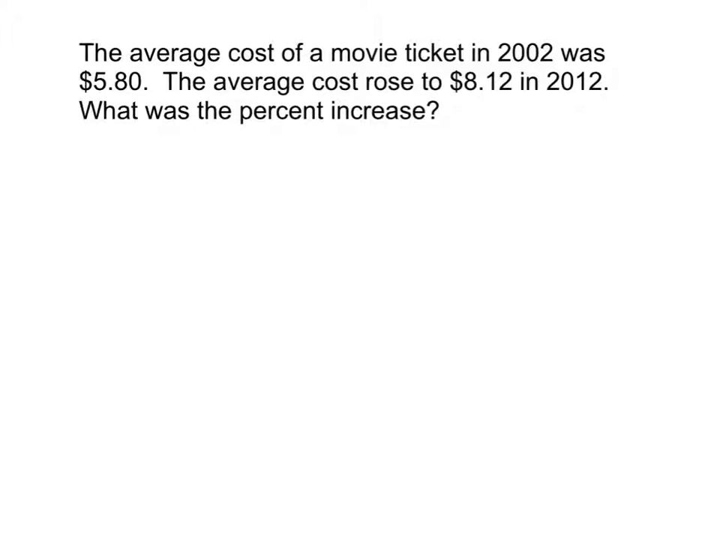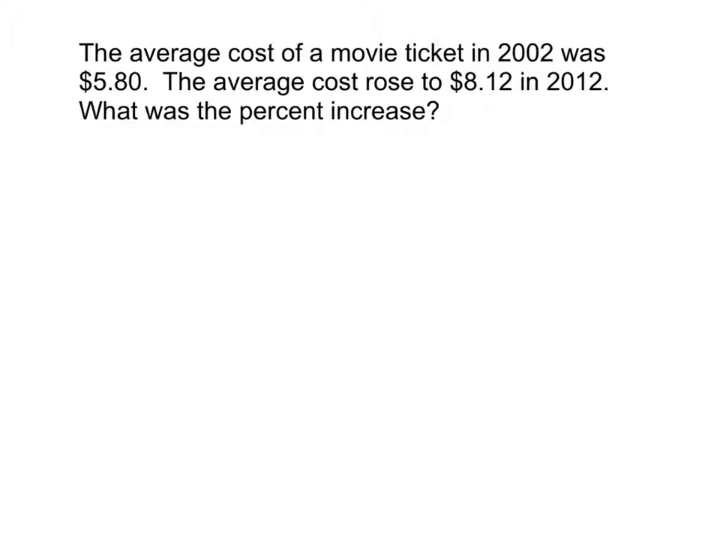Here's a problem for you to try doing on your own first. The average cost of a movie ticket in 2002 was $5.80. The average cost rose to $8.12 in 2012. What was the percent increase? What I'd like you to do is pause this video, do the problem, and then you can start the video up and see the way that I go through and do it. I am going to do it both of the different ways, just so you can see.